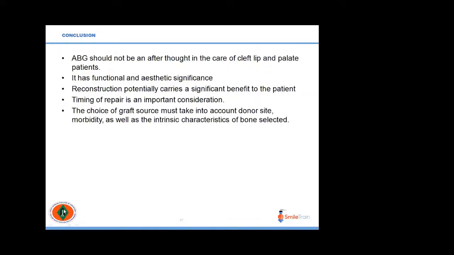Conclusion: alveolar bone graft should not be an afterthought in the care of cleft lip and palate patients. It has functional and aesthetic significance. The reconstruction potentially carries a significant benefit to the patient. Timing of repair is an important consideration. The choice of graft source must take into account donor site, mobility, as well as the intrinsic characteristics of the bone selected. Thank you.